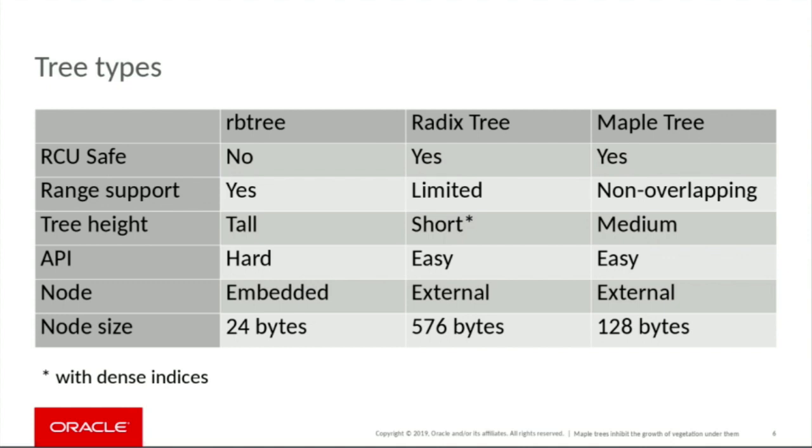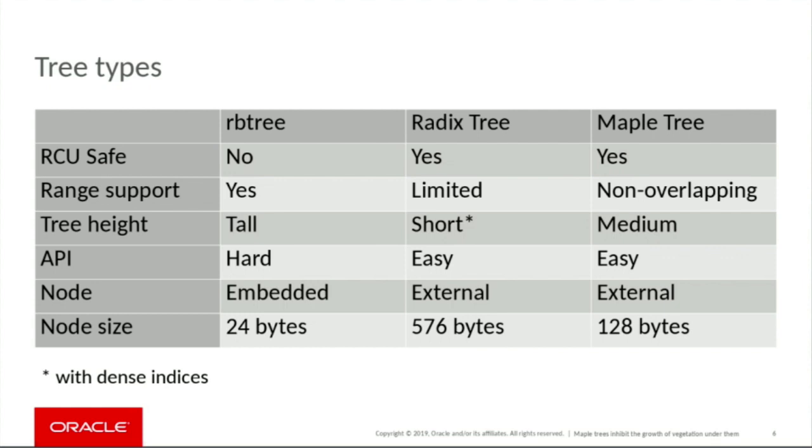The biggest problem I have, one of the two big problems I have with the RB tree is it's a very hard API to use. You have to write a significant amount of code in order to search it and to rebalance it. That makes it very flexible, but it also makes it very hard to use. Whereas the radix tree and the maple tree have an easy to use interface where you don't have to write any code, you just have to call the functions.